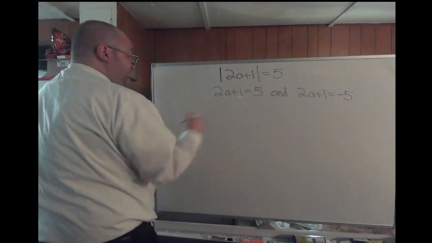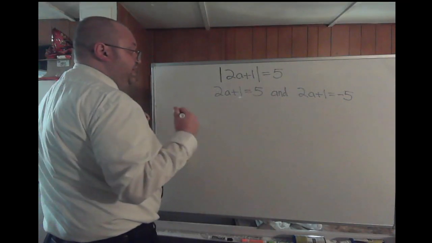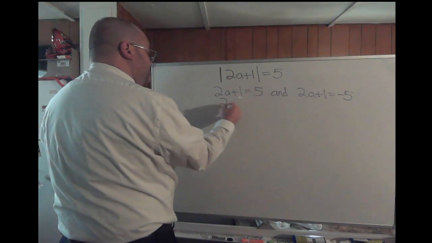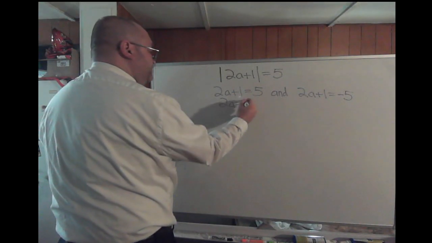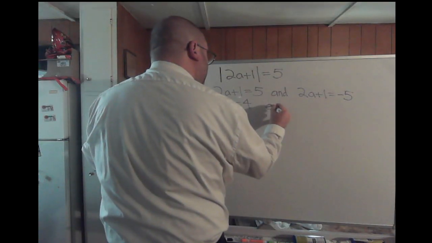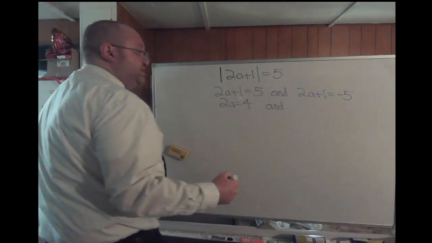Well, so for the left equation, we have 2a plus 1 equals 5. We need to just get 2a by itself, so you got to subtract 1. You do that, you'll get 2a on the left side. On the right side, subtract 1 from 5, you'll get 4. So 2a equals 4, and then we have 2a plus 1 equals negative 5.